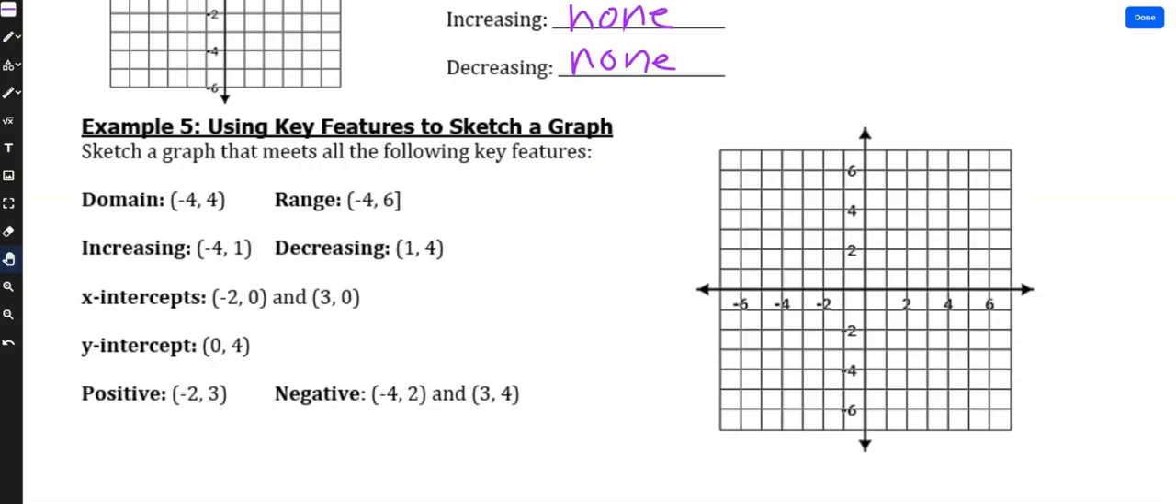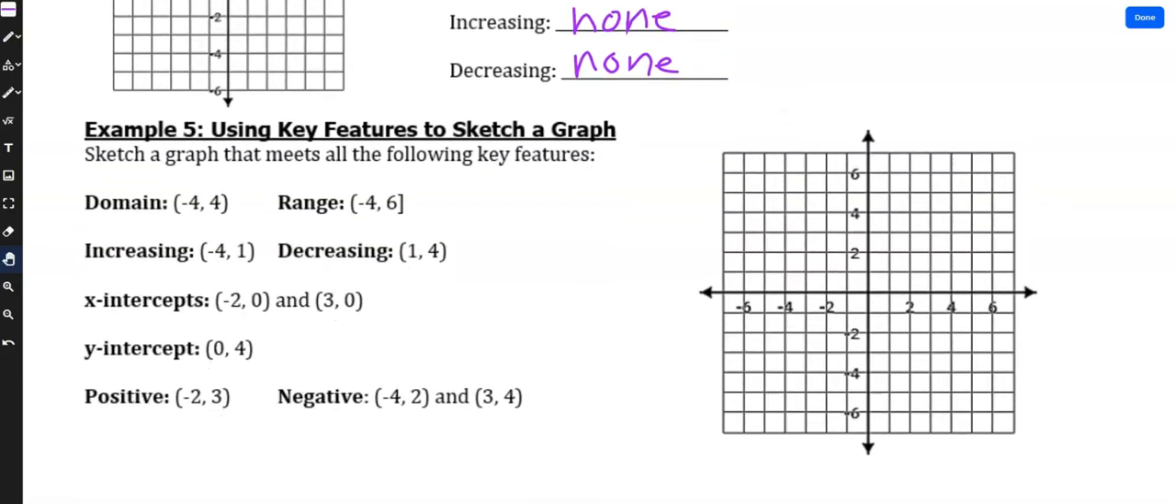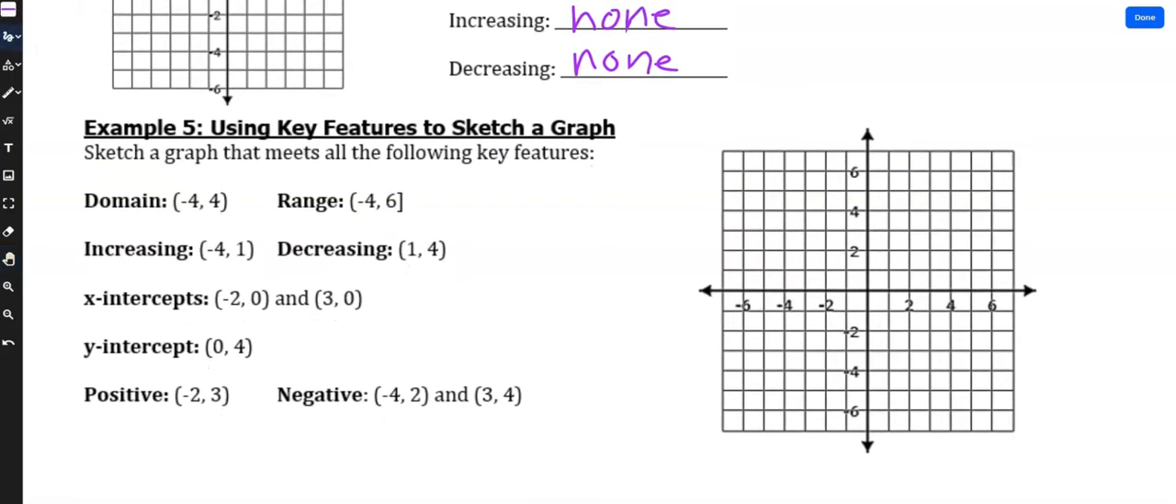Sketch a graph that meets the following key features. Okay, domain from negative 4, and it goes over to positive 4. All right. Range from negative 4 all the way up to 6. Okay, so that's kind of the boundaries here. It's increasing from negative 4 to 1.